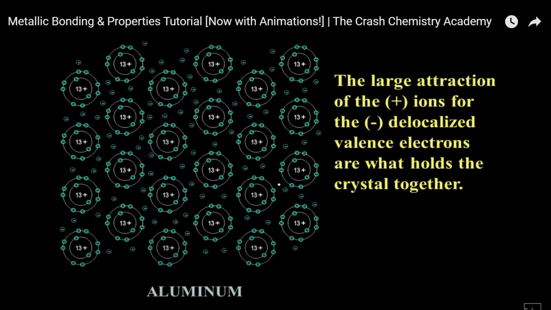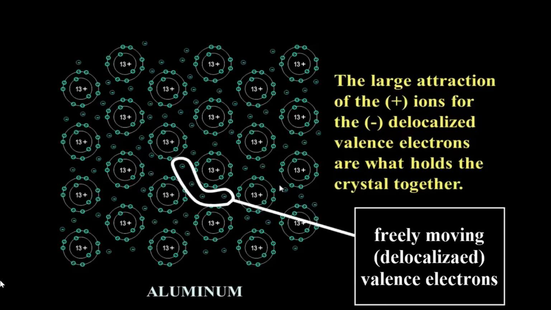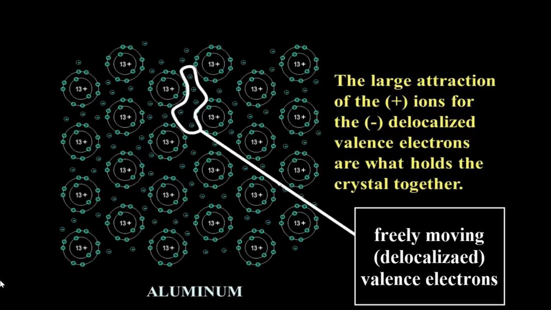Okay, so we've got these positive ions, and then we have the negative delocalized valence electrons. What does delocalized mean again? Delocalized. Localized means stuck in one place, so delocalized means not stuck in one place. They are free to move. Those are our cations. Those are our moving delocalized valence electrons.